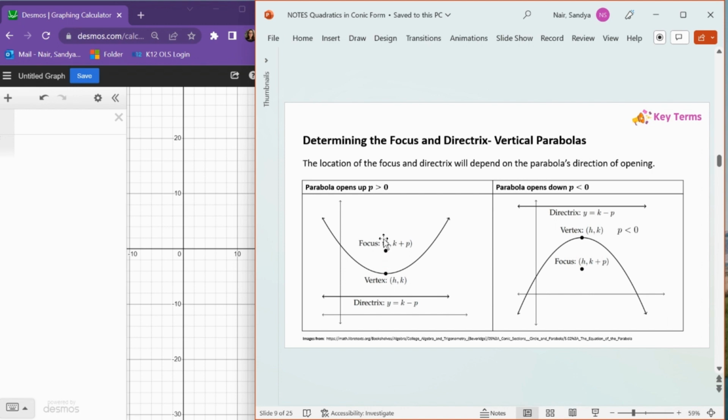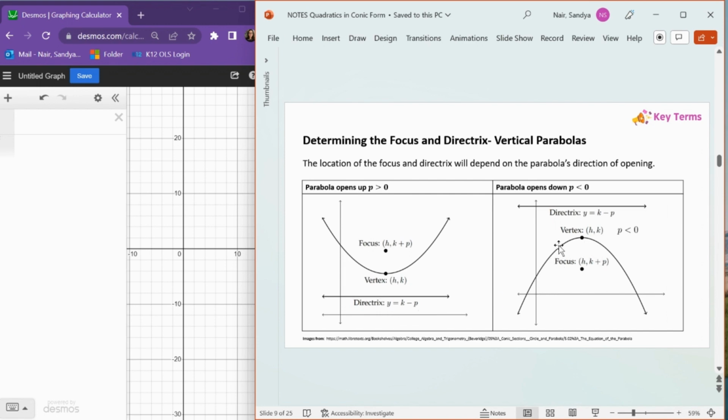If we do h, it will stay the same because you can see that the vertex and the focus will have the same x coordinate, but then we're going to add that value of p to the y coordinate so that we get this focus right here. The directrix, remember, is also going to be p units away from the vertex. So we're going to say y equals k minus p because the directrix has to be this horizontal line. So it has a y equals equation, and then it's p units away from the vertex. So that's how we get k minus p.